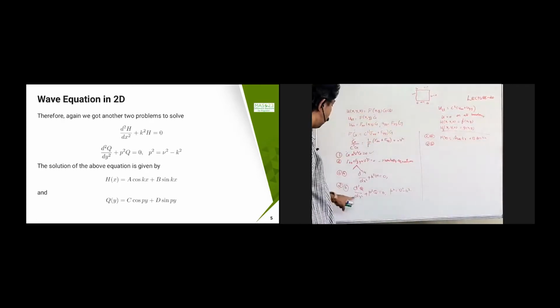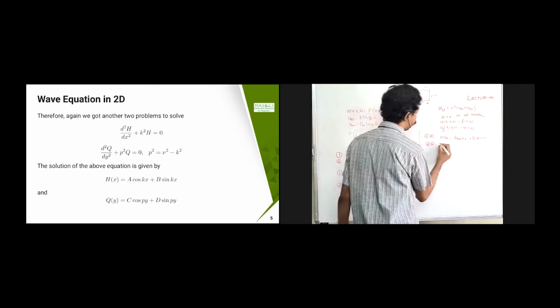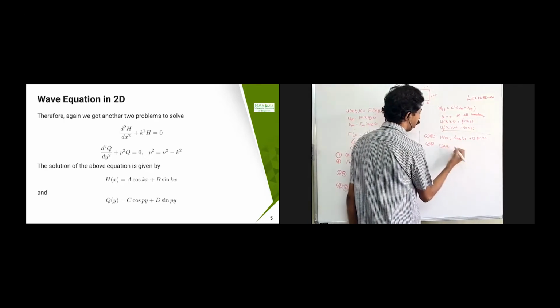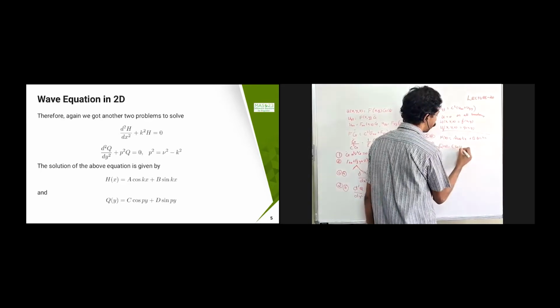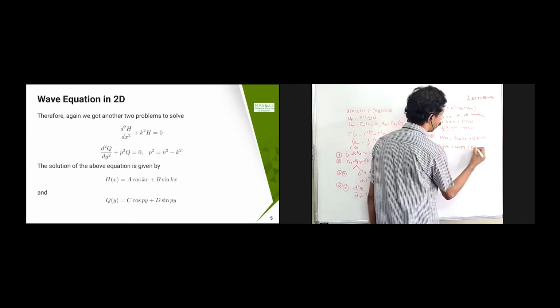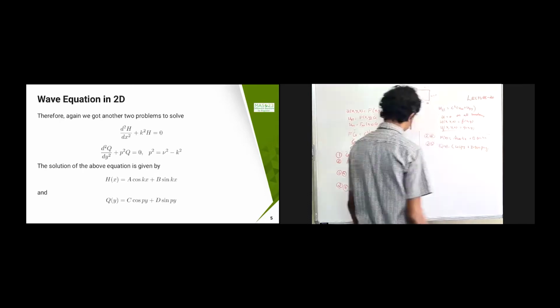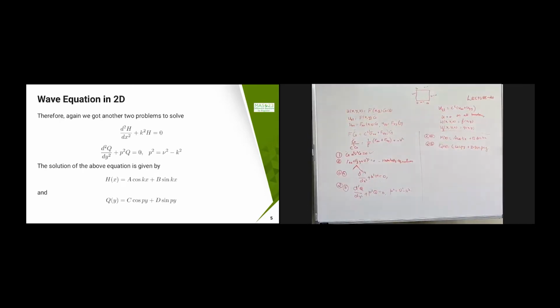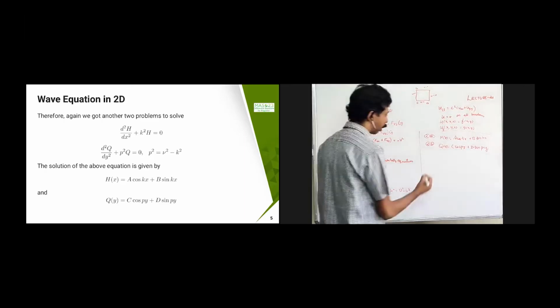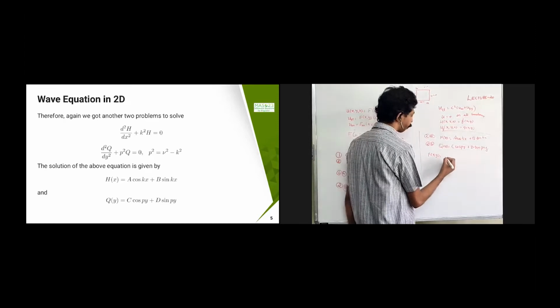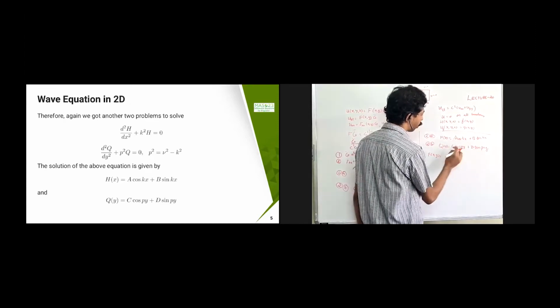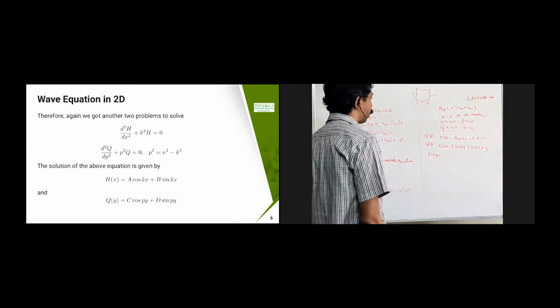So you are going to get q of y, let me put some other variable, c cos py plus d sin py, where p is nothing but the square root of nu square minus k square in this case. So therefore, your f of x comma y is going to become a cos kx, c cos py, etc.